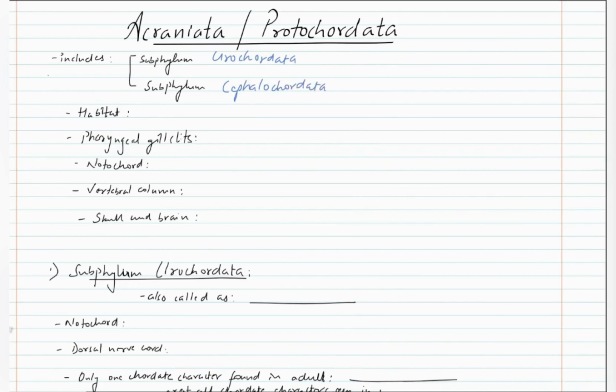Habitat: these animals are exclusively marine, that is, there are no animals found in fresh water. Pharyngeal gill slits are present and they may be present throughout their lifetime. Notochord is also present. Vertebral column is absent and skull and brain are absent in case of protochordates.